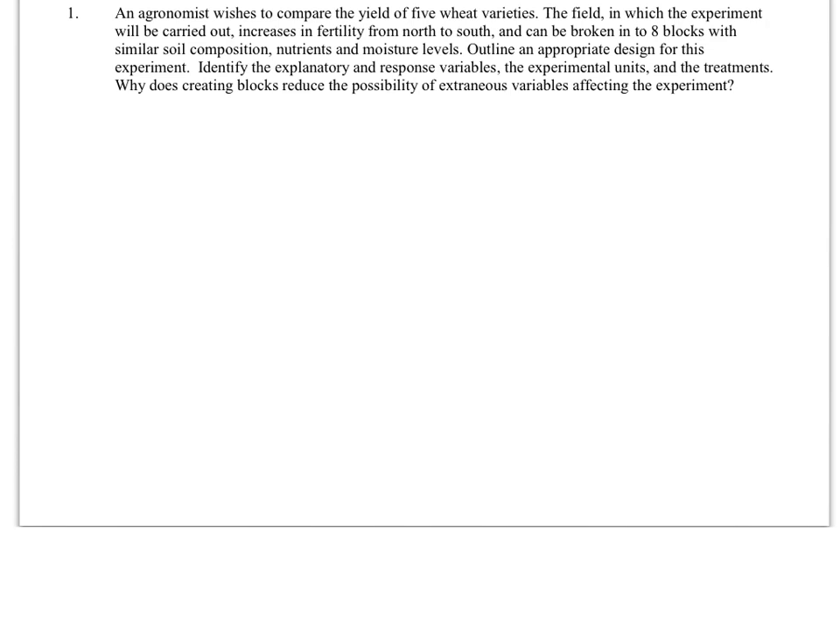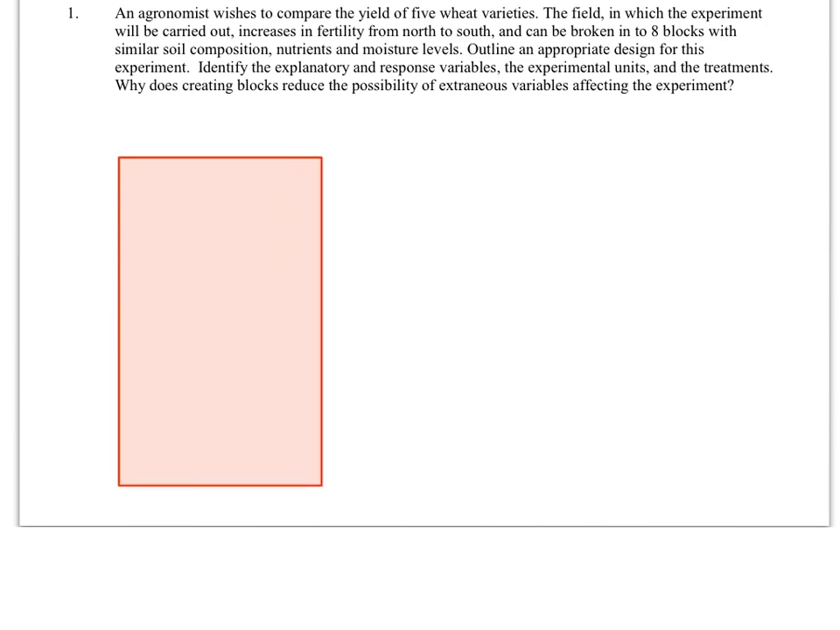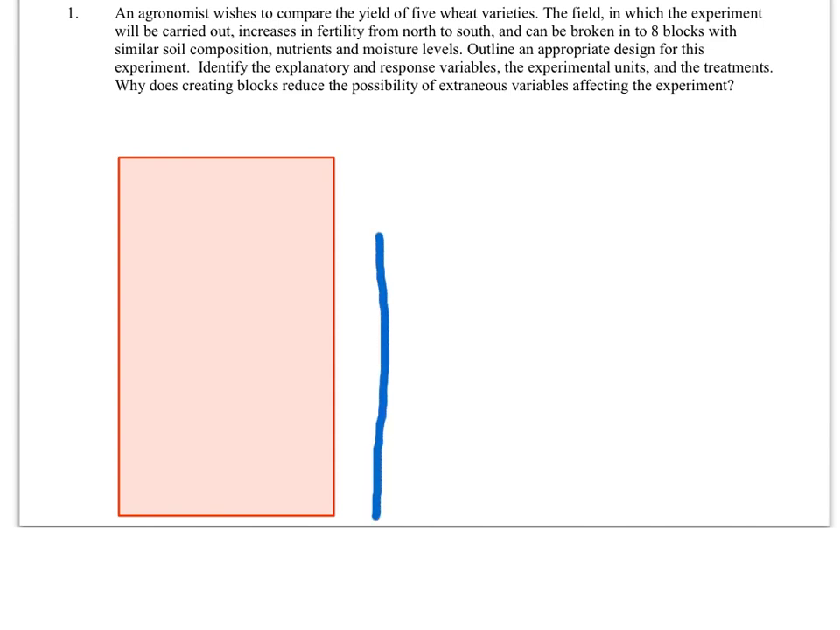So let's take a look at this. We first need to make our blocks, so we need to start off with that. Let's go ahead and create our little field. So here's our field that we're going to use. Now they tell us that they can break it into blocks based on the fertility. The fertility increases as we go from north to south. So we've got more fertile here, less fertile down here.